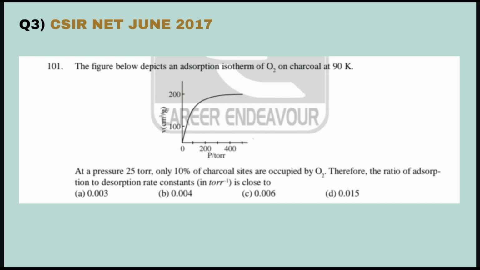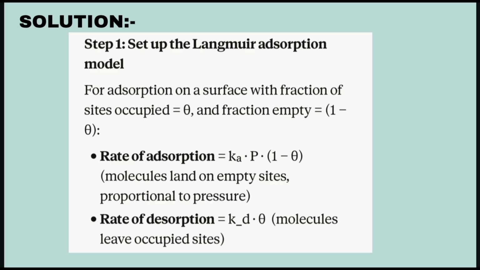0.006 and 0.015. Now let's see the solution. We'll solve it in a step-by-step method. In step 1, set up the Langmuir adsorption model. For adsorption on a surface with fraction of sites occupied equal to theta and fraction empty equal to 1 minus theta.